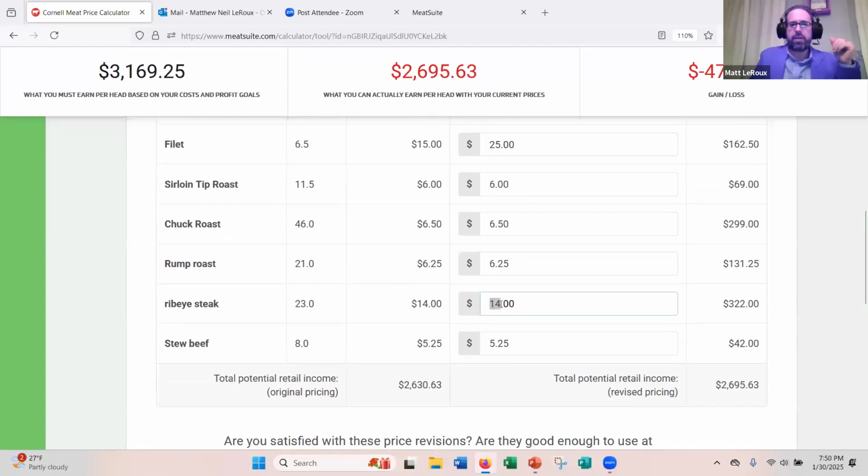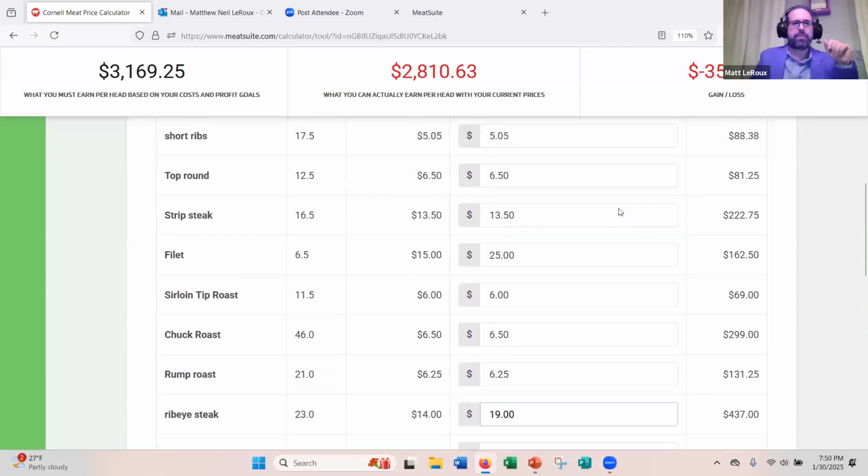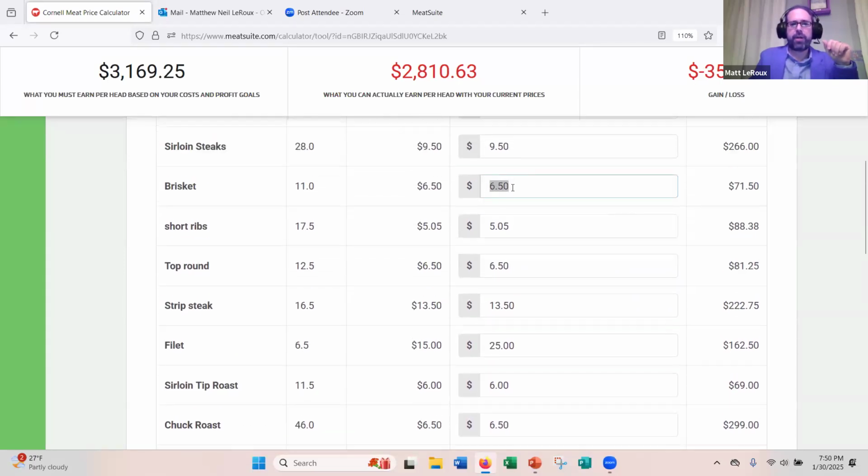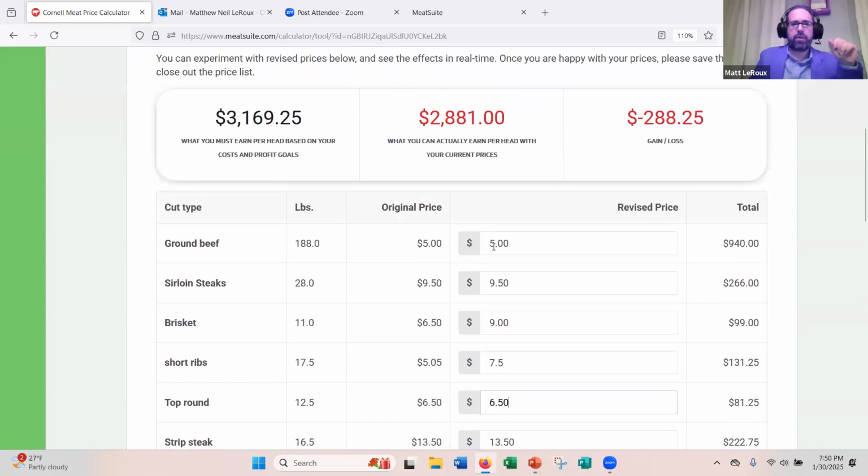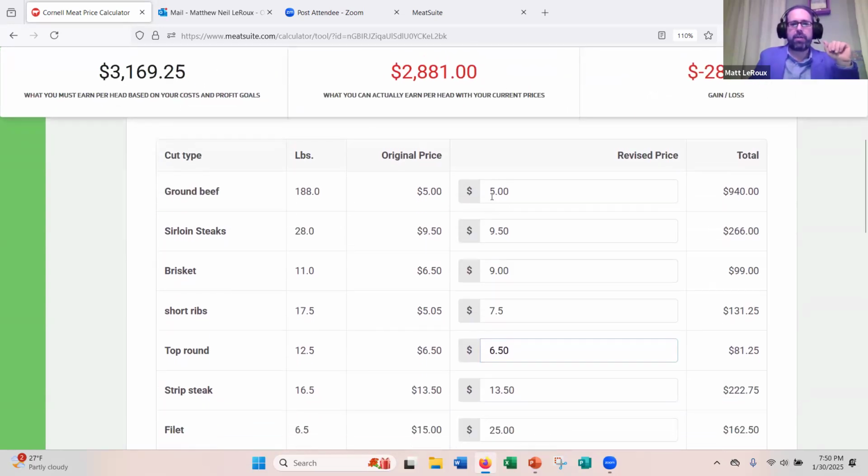Ribeye steaks, I'm going to increase that from 14 to 19. I had 23 pounds there, and I'm still chipping away at this number up here. It's down to 358. And so that's the game that you're going to play. You're going to think about consumer demand and yield and click around and change prices. Well, I remember when short ribs were super popular, so I'm going to increase that. But really, since I have 188 pounds of ground beef, a change in my ground beef price is going to have a really big impact.